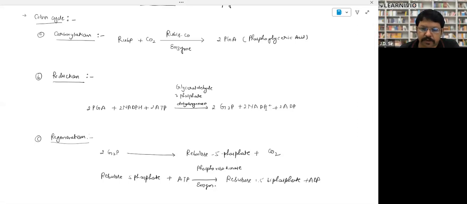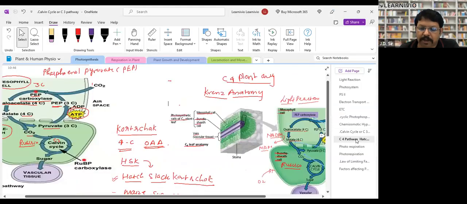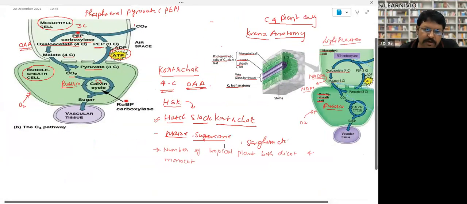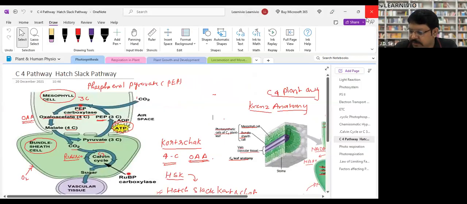Yes, sir. Great. And after the class, you have to note down this cycle, leave the space for this cycle. Then only the process will complete. Now come to the C4 pathway. What is C4 pathway? Before going into C4 pathway, I think there should be a question on Kranz anatomy. Let me tell you what is the Kranz anatomy.